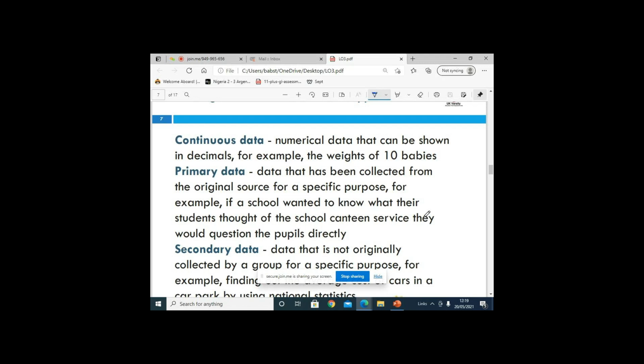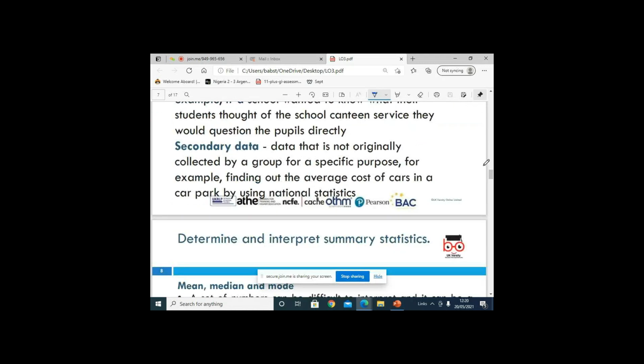If you want to conduct an investigation, when you go directly to the source, you are getting primary data. Is it okay? Yeah.